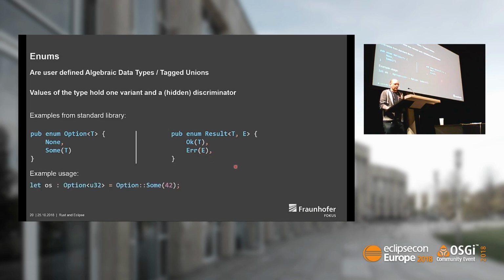Okay, so it's very different from Java enums, right? Because these are not like static fields, so to say, but they can hold values. So, example usage: we declare a variable OS, and we assign an Option::Some value to it. Actually, the Option:: prefix is usually not needed because Rust will import that for you automatically, so you can always just write Some.